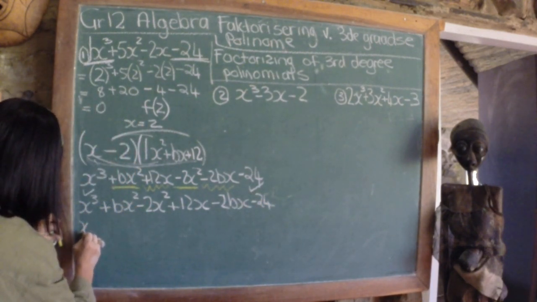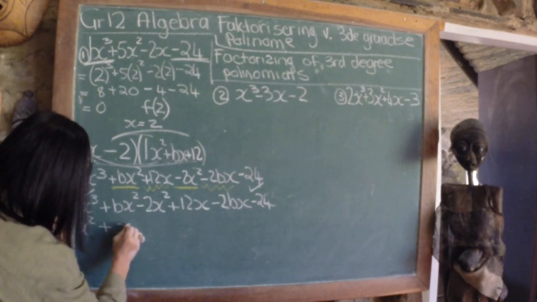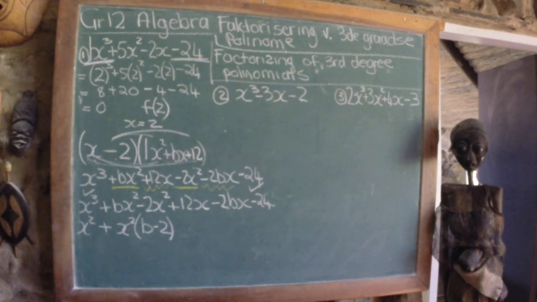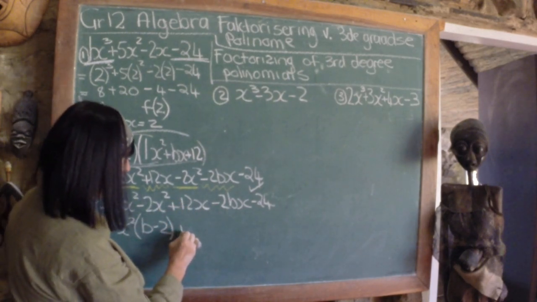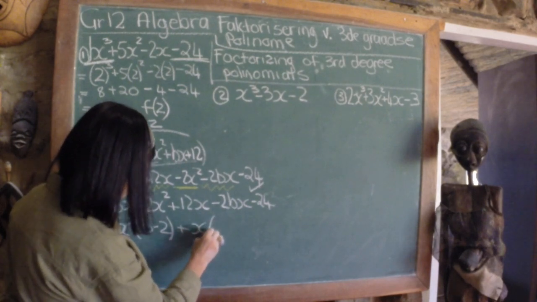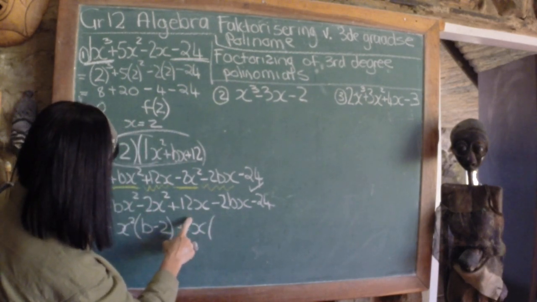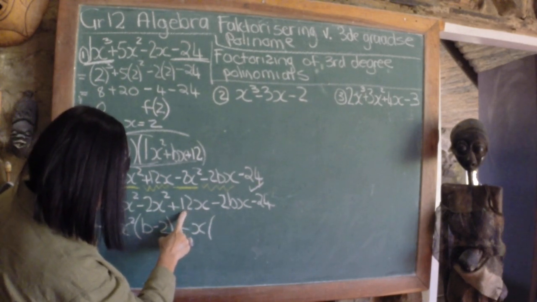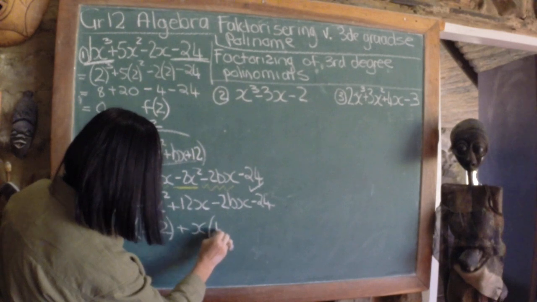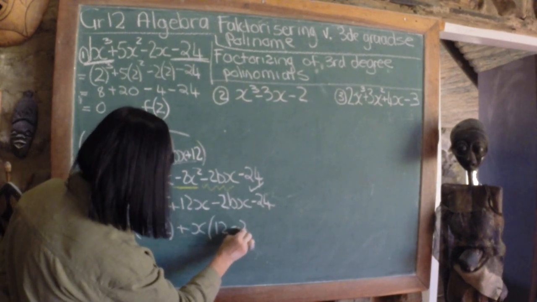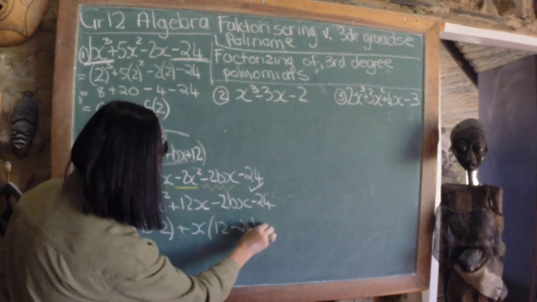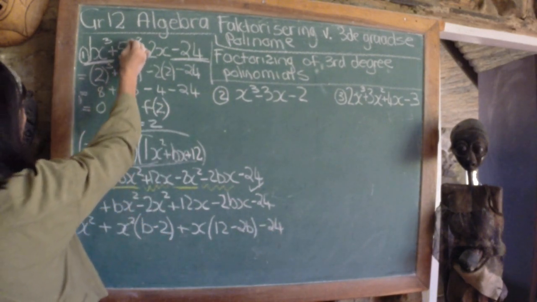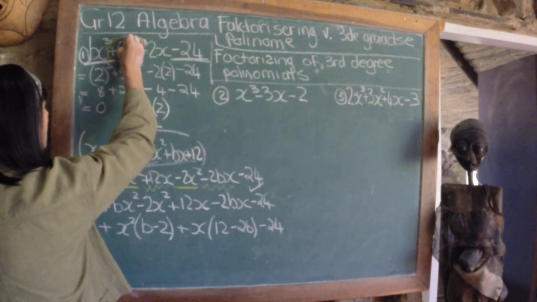So I'm going to take out x squared as a common factor. So ek het b minus 2 left. I'm going to take out plus x as a factor. So I've got 12 minus 2b minus 24. Nou gaan ek na my x kwadraat en ek kyk wat is voor my x kwadraat.